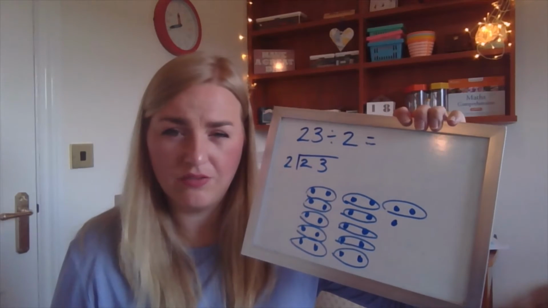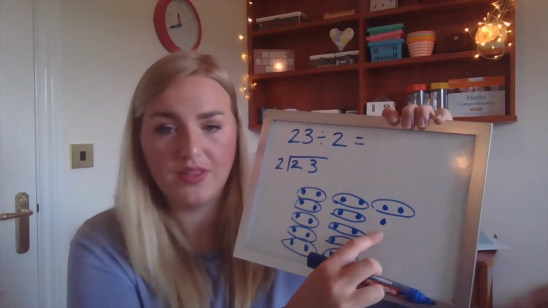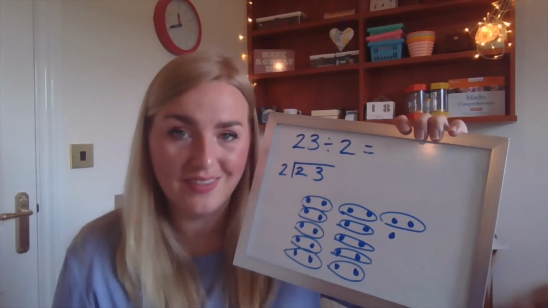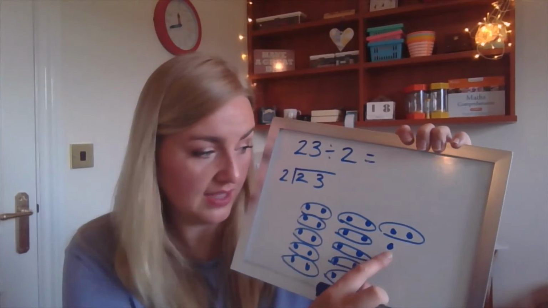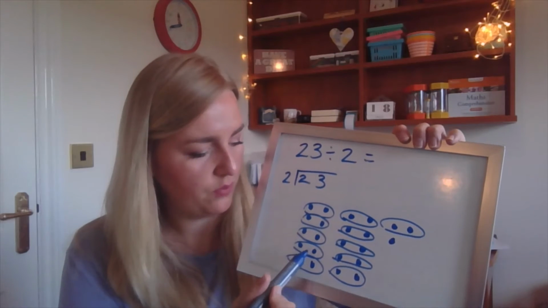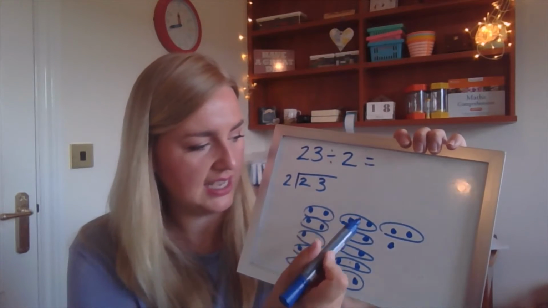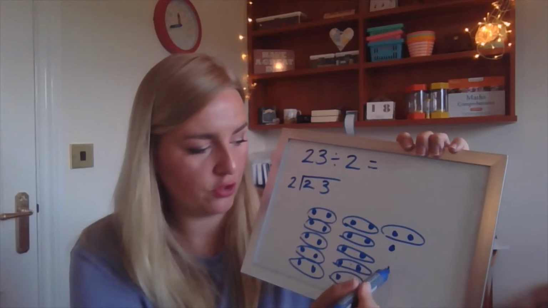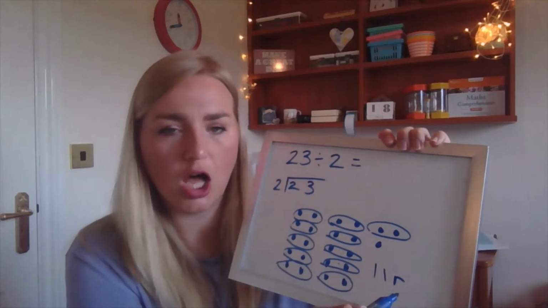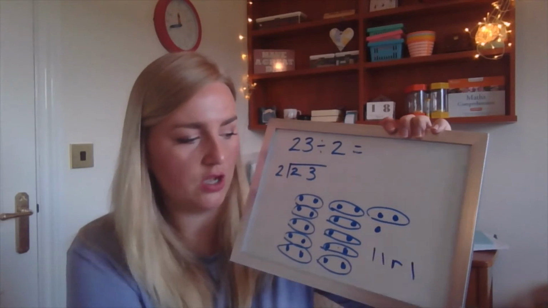Now, there's one left over. This one that's left over can't be grouped into a 2. That's what we call our remainder. Okay, so this is our remainder. So if we count up, we've got 1, 2, 3, 4, 5, 6, 7, 8, 9, 10, 11. We've got 11 groups and we've got 1 left over. So we do a little r for remainder, remainder 1.